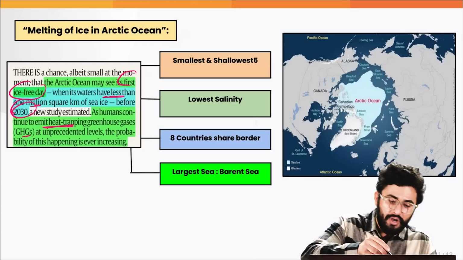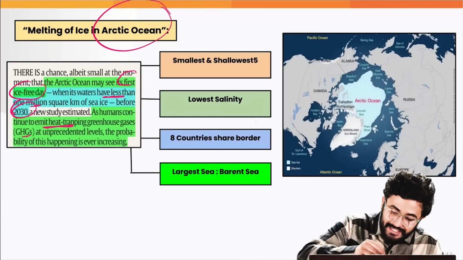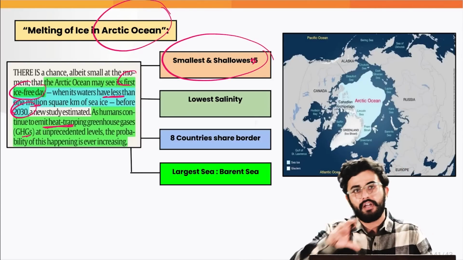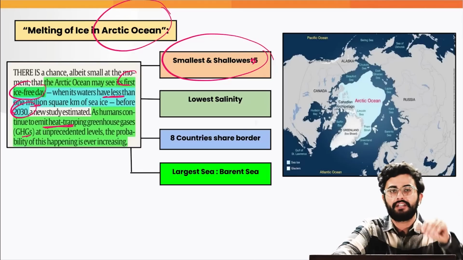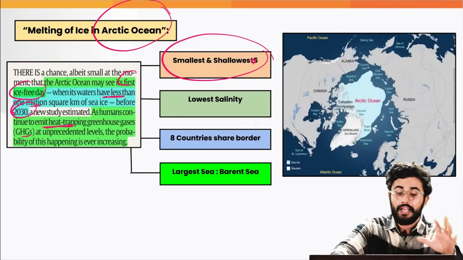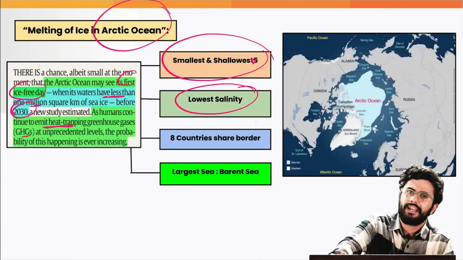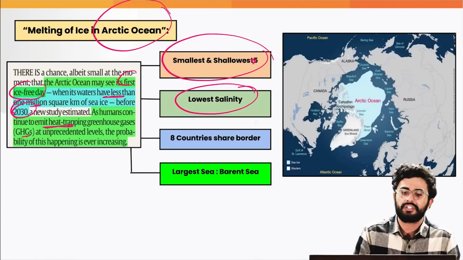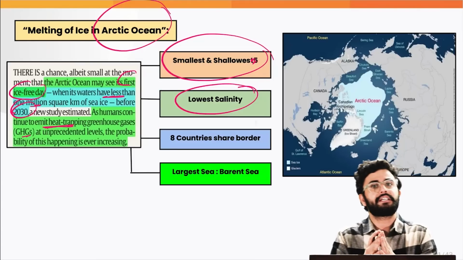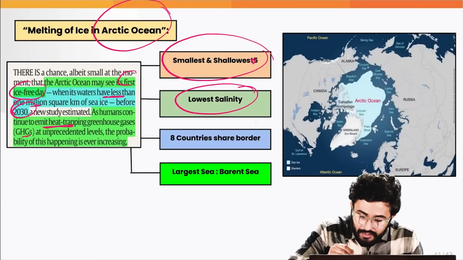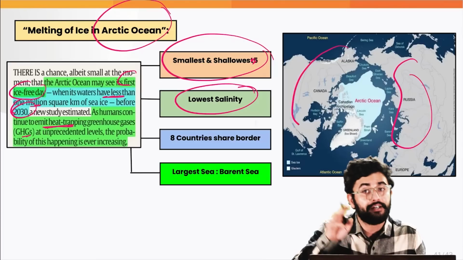So remember, when we talk about the Arctic Ocean, it is the smallest and the shallowest ocean among the 5 oceans which we have: the Pacific, the Indian, the Atlantic. Then the Arctic Ocean has the lowest salinity, obviously because of the fresh water resources which it has. 8 countries share their boundary with the Arctic Ocean.